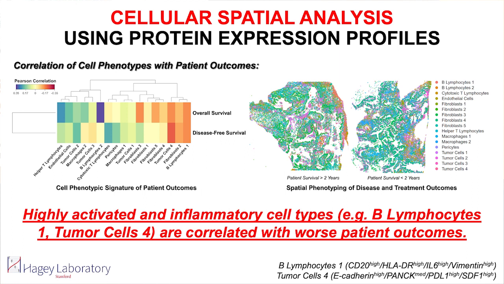So if you look at the right-hand plots, you see that we found a couple different cell subpopulations, and then we mapped them right onto the tumor specimen to see where they're located relative to each other.